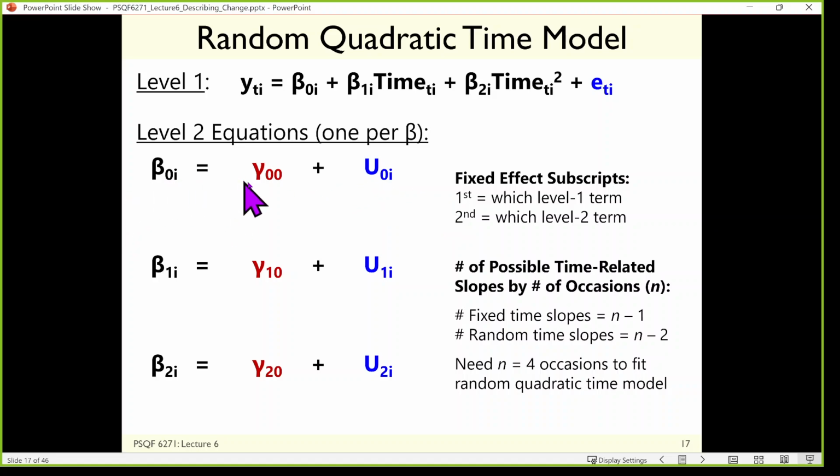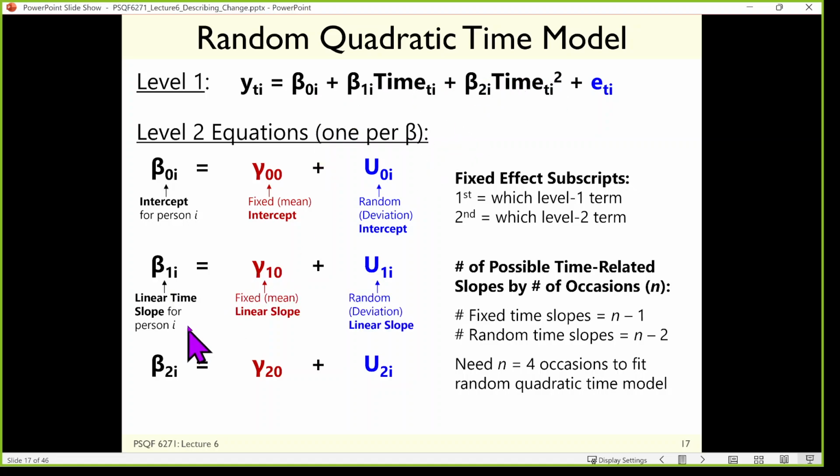So then beta 0i is a function of a fixed intercept and a random intercept. So u0 is how far off the fixed intercept your intercept would be. And that is going to be conditional on time 0, given what's in the model already. Likewise, beta 1 is how each person gets their own linear time slope, and in this model that would have a fixed part and a random part. So gamma 10 is the average linear slope, and it is also conditional on time 0, given the quadratic term as a fixed effect. u1 then is how far off the average slope your linear slope is.